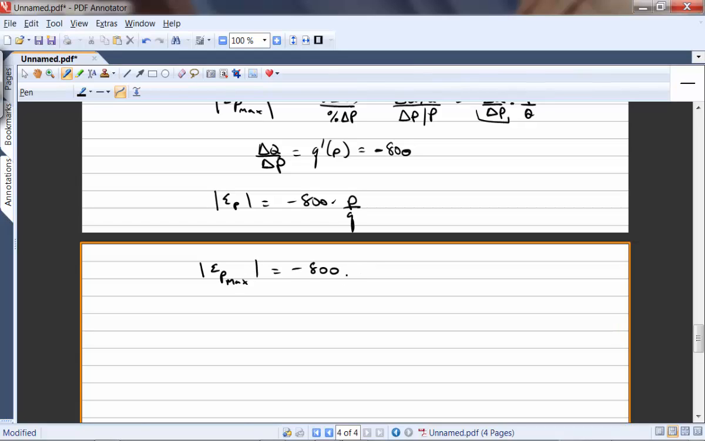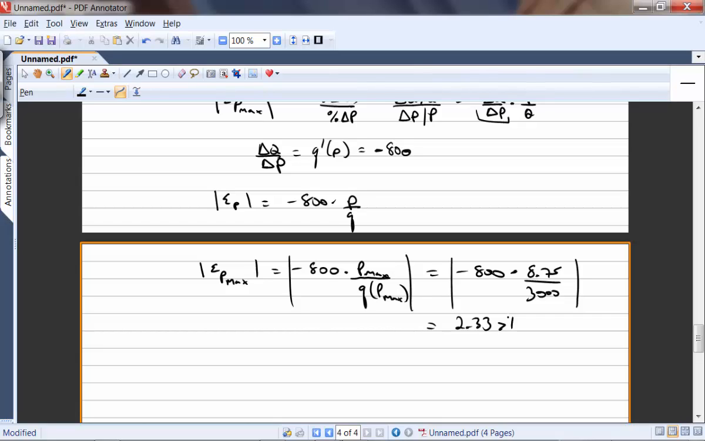at the P max would be negative 800 times P max over the quantity at that P max, call it Q of P max, equals negative 800 times 8.75 over 3,000, right? Because our profit maximizing price was $8.75, and we produced 3,000 units at that price. We got those answers earlier in question 1 and 2 of the video. If we take the absolute value here, you get 2.33, which is greater than 1. So quantity demanded for this good is relatively elastic at the profit maximizing price. So the answer is 2.33.